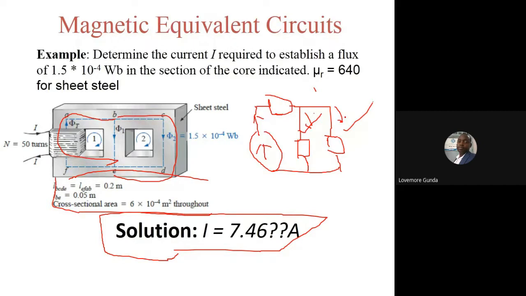Then you do the division, just like your current divider rule, to get the different values there. So can you snapshot that quickly as we move? Can you snapshot that? But I'm sure this example is in Boylestad. If I'm not mistaken, I think I took it from there. You can just check. So snapshot that. Try to calculate using R is equal to L over mu A. And let's see what you get from there.